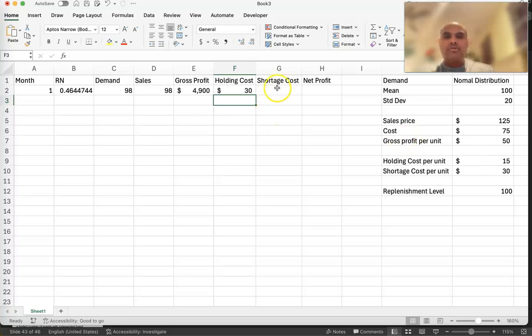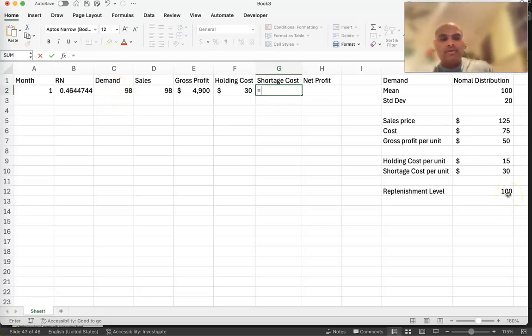Now let's look at the shortage cost. We have a shortage if demand is more than the replenishment level. So I can say demand minus replenishment level times the cost of shortage. The important thing to keep in mind here is that the cost of shortage is also an absolute reference, and the replenishment level is also an absolute reference.